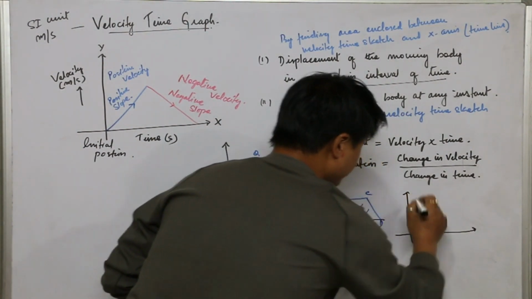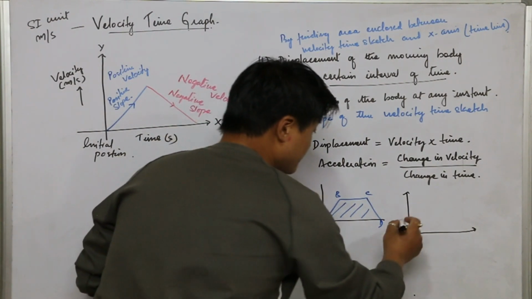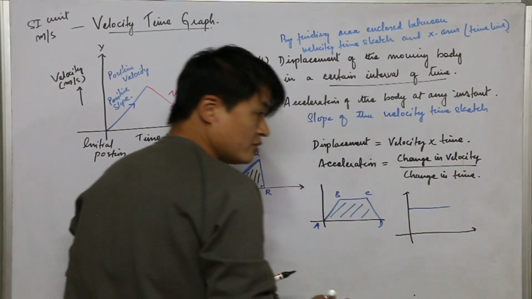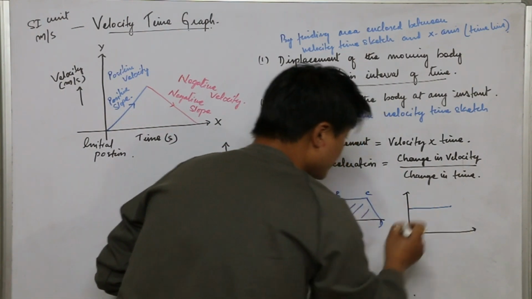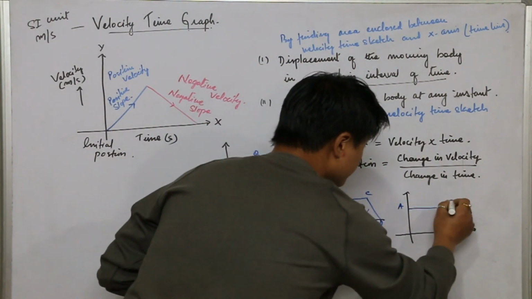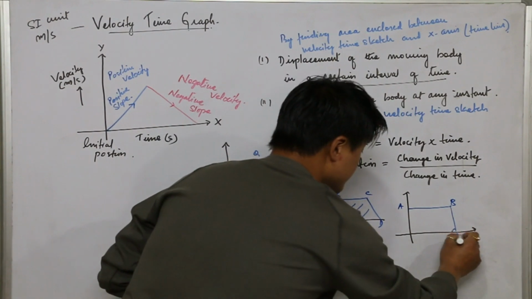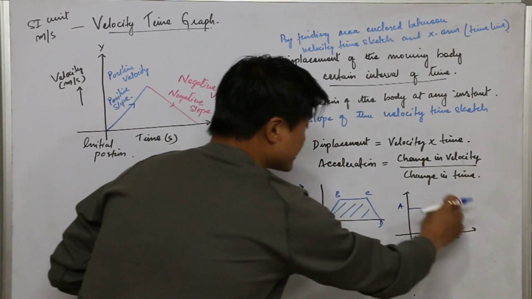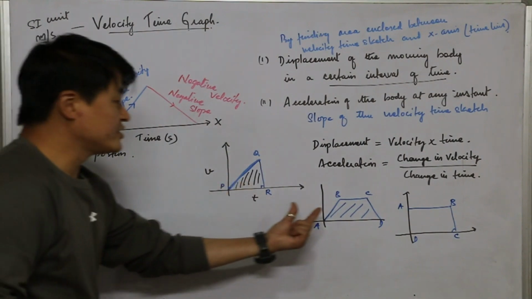So if you have a graph like this, where the body is moving with a constant velocity, and you have to find the displacement of the body or the distance traveled from point A to B, from here you have to drop a perpendicular. Then C, D, if you consider, we are getting a rectangle. So in order to determine the displacement or the distance traveled, we have to find the area.